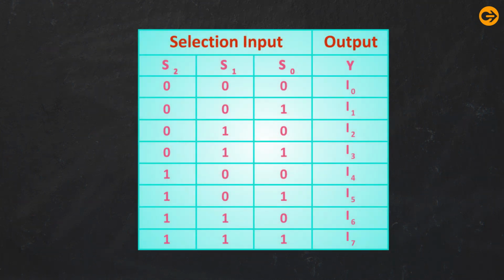The output will be: if the S2 line is 0, then the output of the 2 to 1 multiplexer will be one of the 4 inputs I3 to I0 based on select lines S0 and S1. If the S2 line is 1, then the output of the 2 to 1 multiplexer will be one of the 4 inputs I7 to I4 based on select lines S0 and S1.